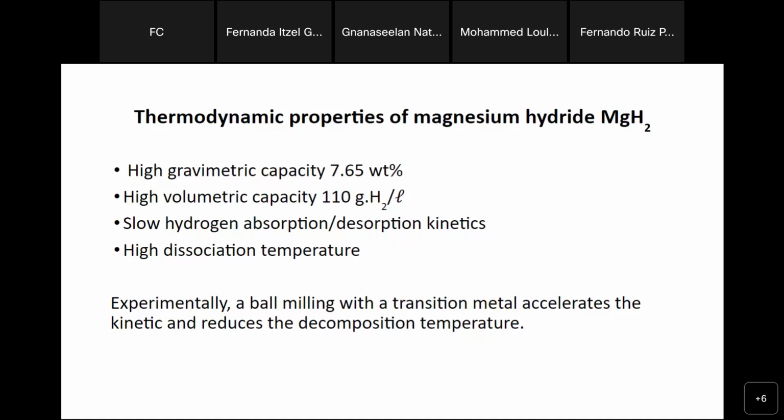Experimentally, it was shown that ball milling with a transition metal accelerates the kinetics and reduces the decomposition temperature.